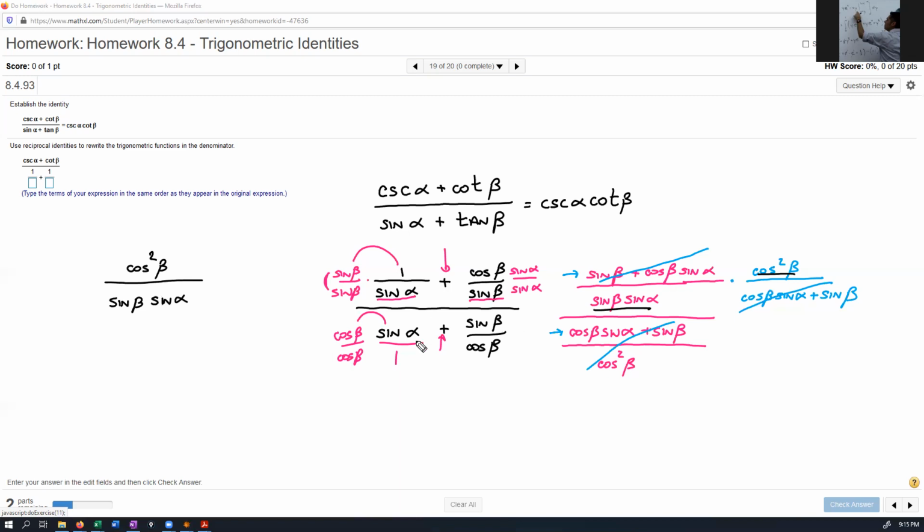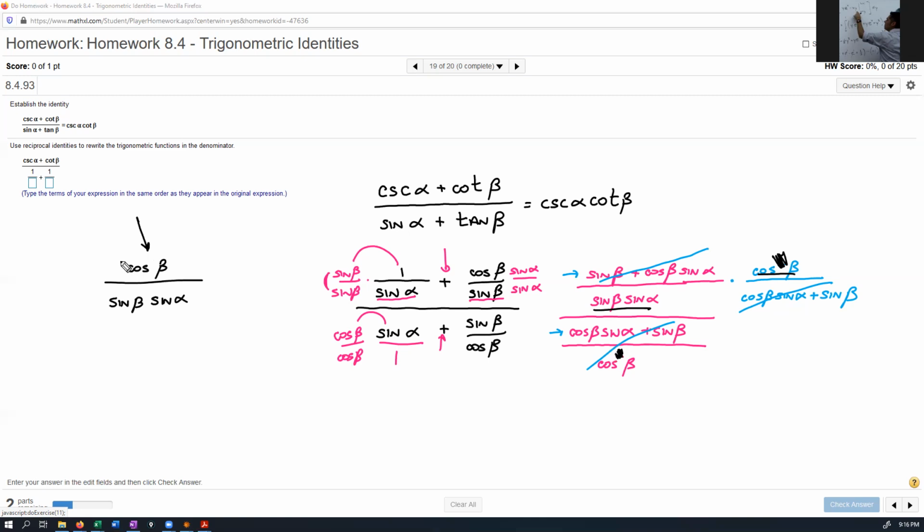Was that a cosine squared? Hold on. Oh, yeah, I see the problem. Okay, sorry. When I put these two together, I don't know why I put cosine squared beta. The common denominator is cosine beta. So that's not a squared, which means over here, this is just a cosine beta, not cosine squared. Okay, sorry about that.